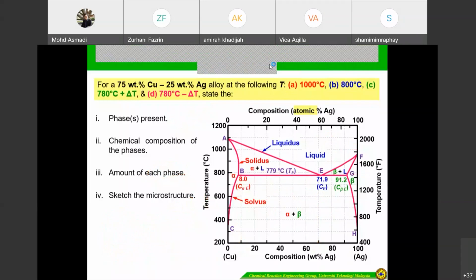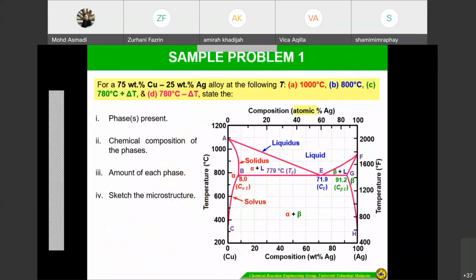Okay, so just below, like just now, similarly, just below is alpha and beta here. Okay, just below here, right? Just below, so the composition is alpha and beta. Alpha, how many argentum? And beta, how many percent? And then you calculate.